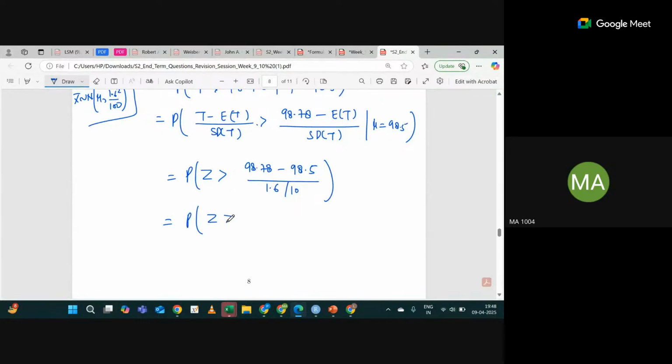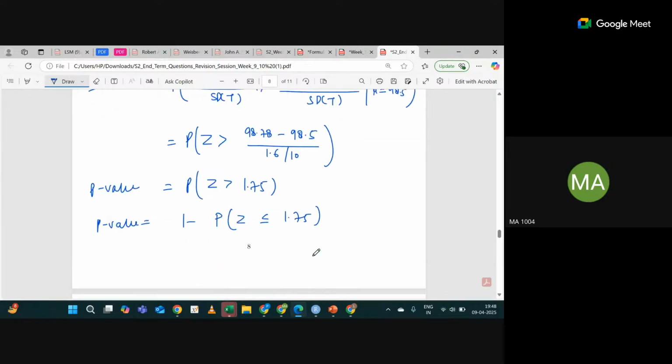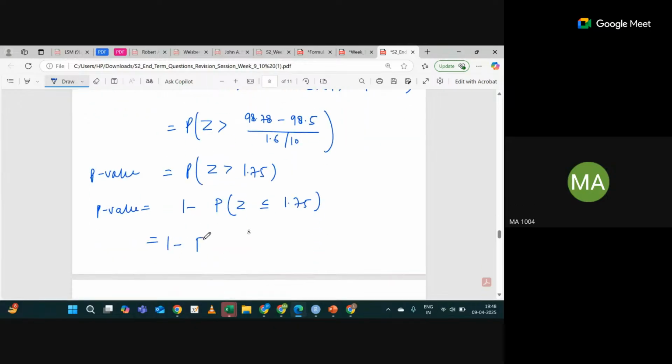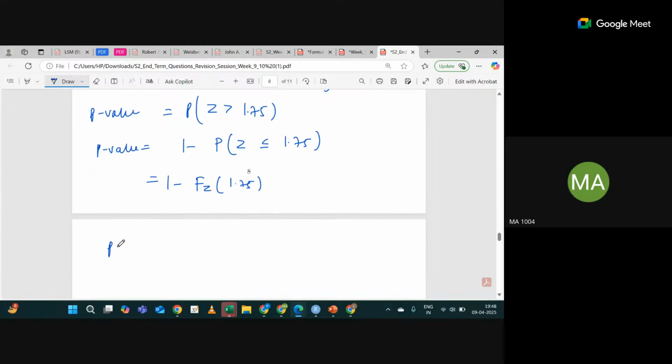So here it will be the probability Z greater than... Can anyone calculate this value? It is 1.75, after dividing and all. Yes, sir, 1.75. So the probability of Z greater than 1.75. Okay, so I'm assuming this is correct. So this is the P value. What you have to do is 1 minus the probability that Z is less than or equal to 1.75, so it will be 1 minus FZ of 1.75. So what will be the value of the P value?